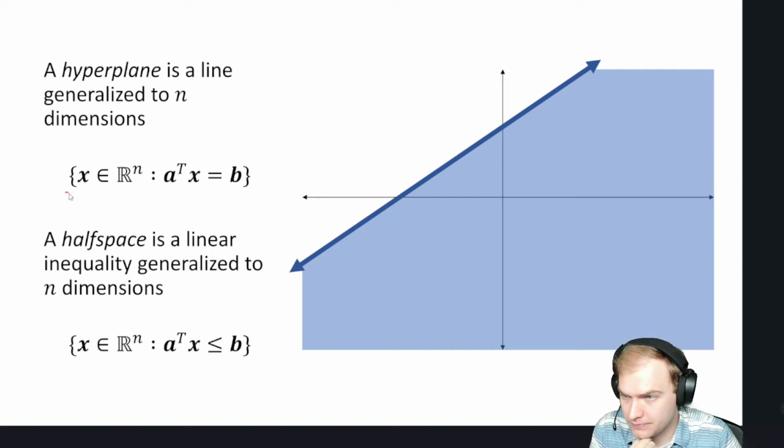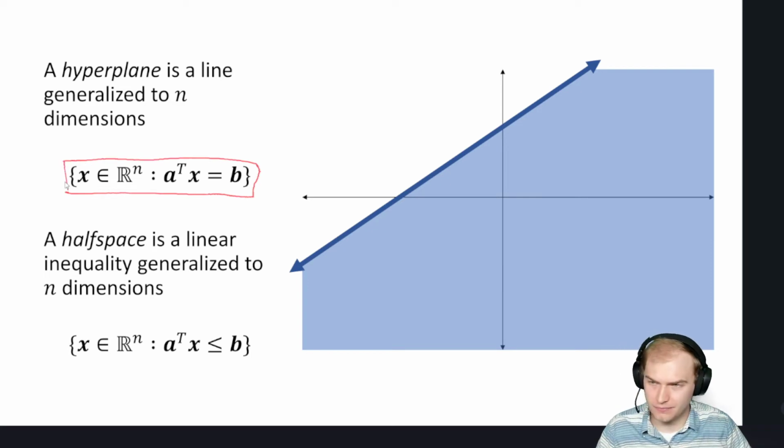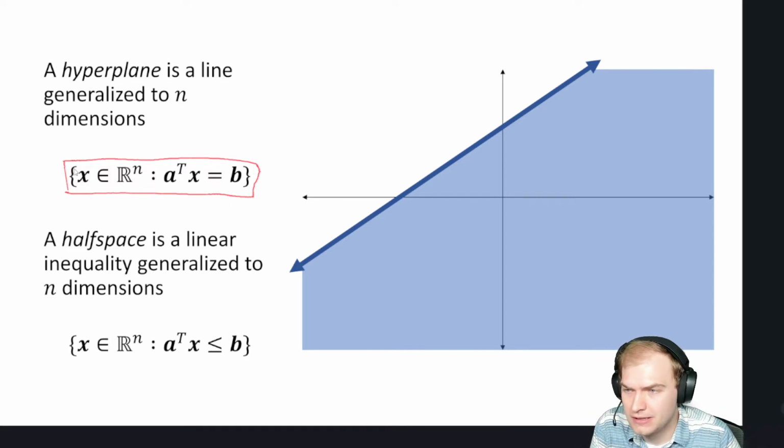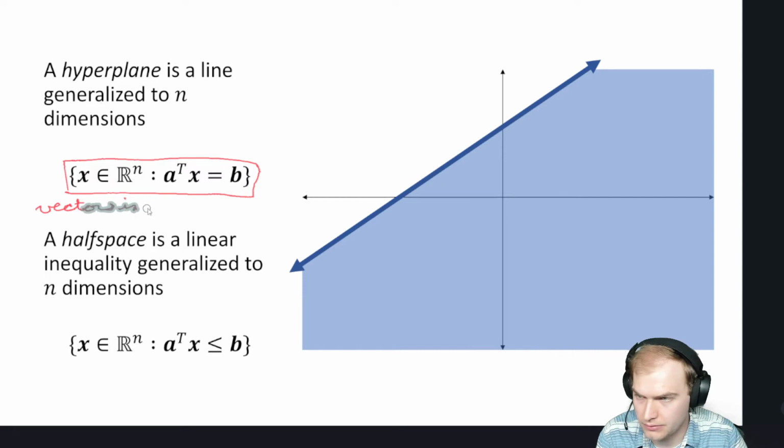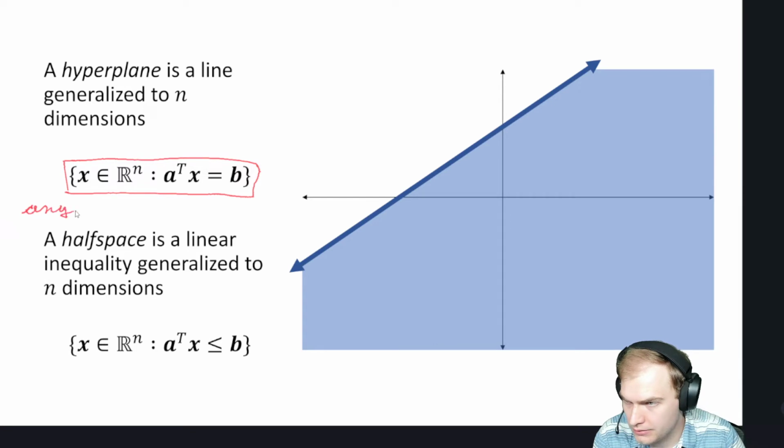So this is the format that the book gives, and it's a good format if you're familiar with set builder notation. This just says any vector x such that A transpose x equals b.